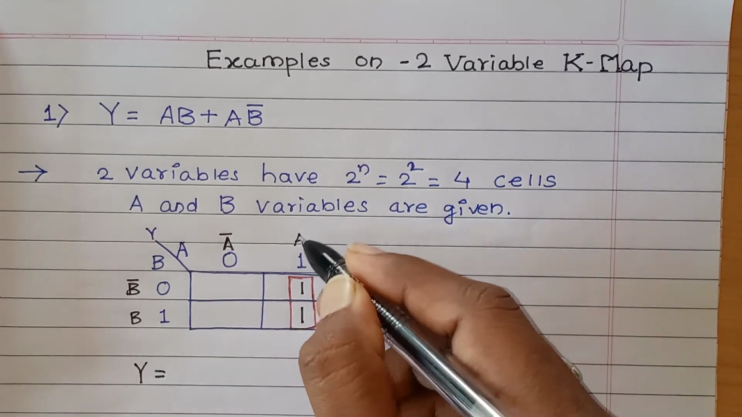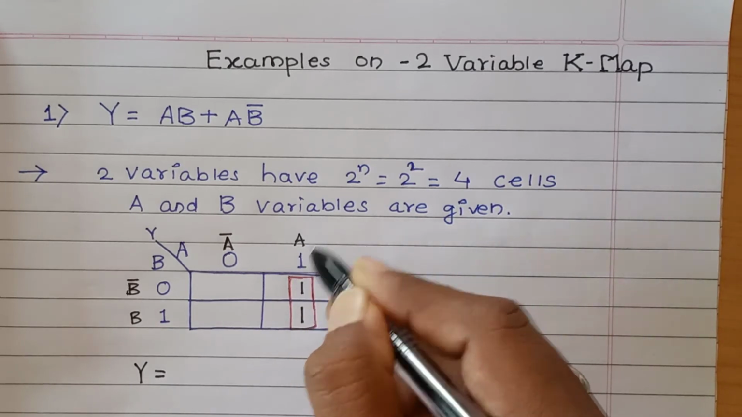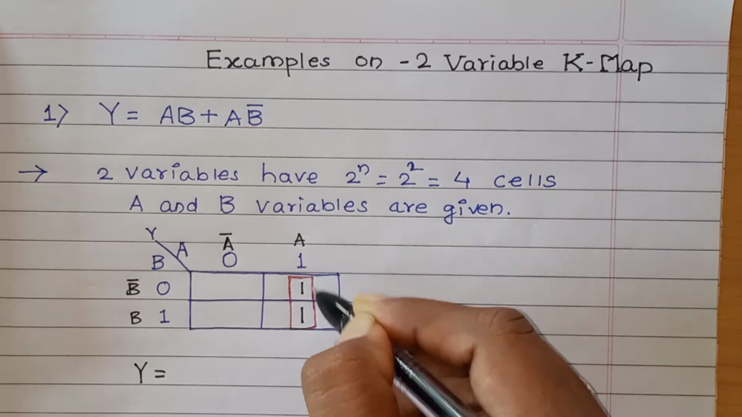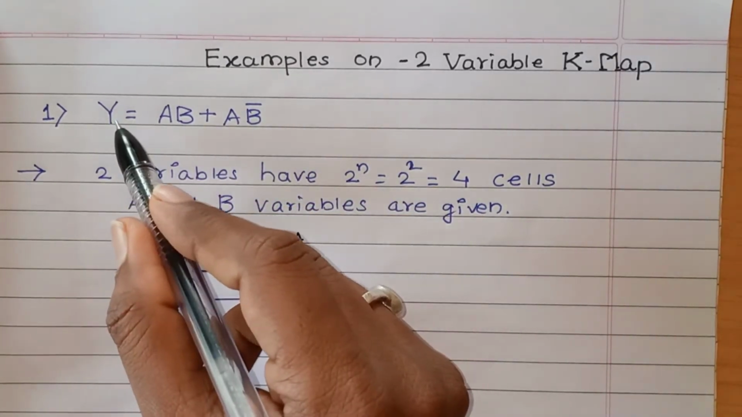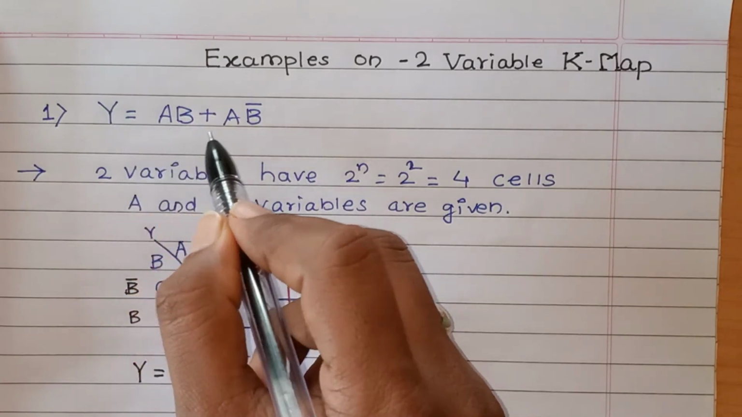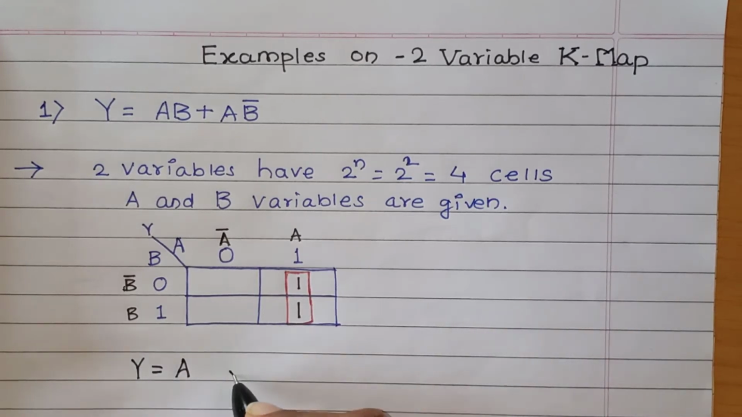Let us think about this A. Only A is involved in this, means A is not changing, 1 is constant for both. So here we will write down only A. So our given equation was y is equal to AB plus AB bar, and its simplified expression will be y is equal to A. So this will be the final solution for this given expression.